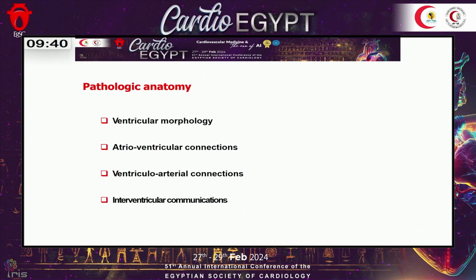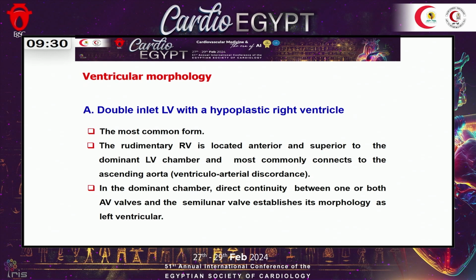We focus on the pathologic anatomy as regards the ventricular morphology, atrioventricular connection, ventriculo-arterial connection, and the interventricular communications. Starting with the commonest type, double inlet left ventricle with hypoplastic right ventricle is the most common form, and the rudimentary RV is located anteriorly. The dominant ventricle is defined as left ventricle if one or both AV valves are in continuity with the semilunar valves.